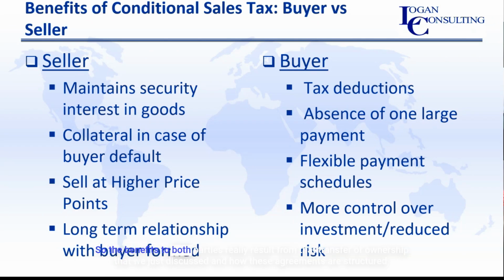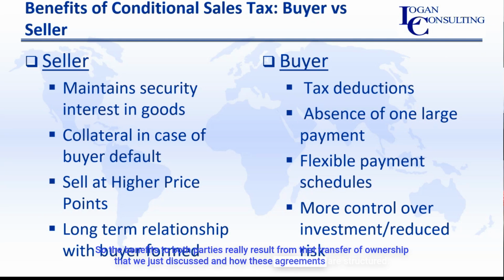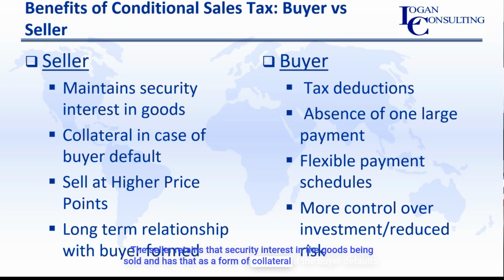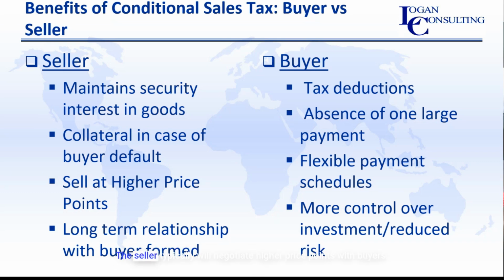So the benefits to both parties really result from that transfer of ownership that we just discussed and how these agreements are structured. So we'll start with the seller. The first benefit for the seller is one we've already gone over, right? The seller retains that security interest in the goods being sold and has that as a form of collateral if the buyer defaults.